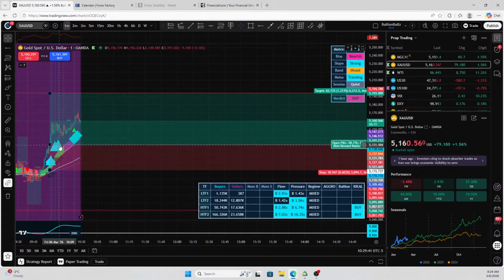But pressure is looking pretty strong. Buyers are heavy in the market. We could be seeing another push coming in soon.